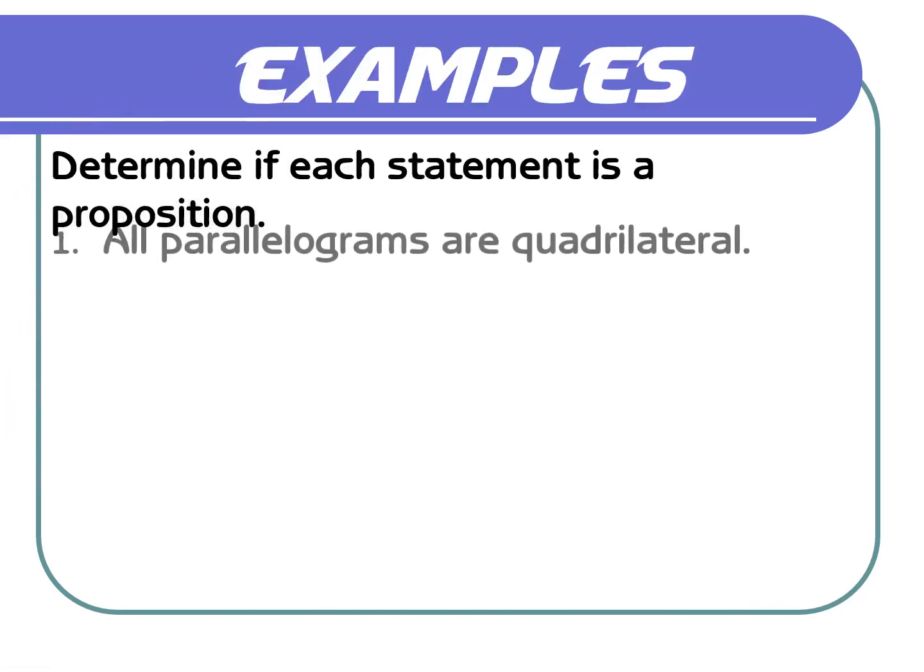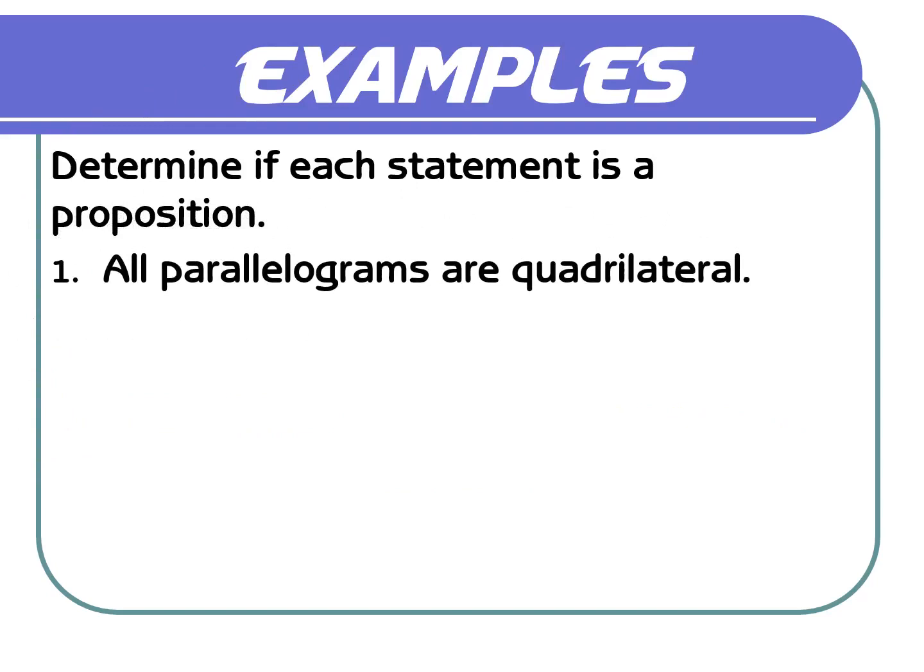Okay, let's have another example. Determine if each statement is a proposition. Number 1, all parallelograms are quadrilaterals. Generally, quadrilaterals are polygons with 4 sides, and parallelograms are examples of quadrilaterals that have 4 sides. Therefore, this one has a truth value of true. So this is a proposition.